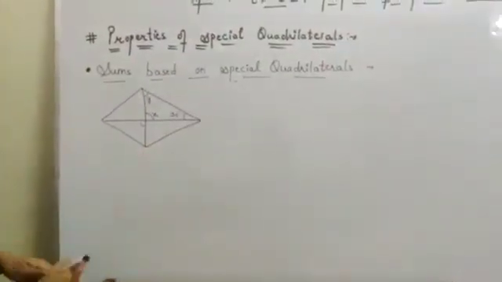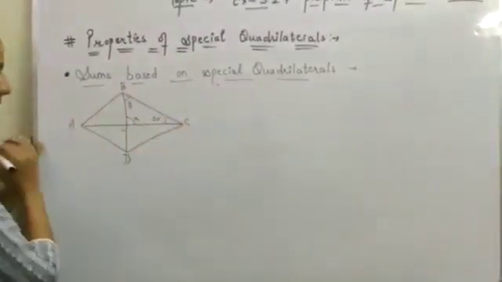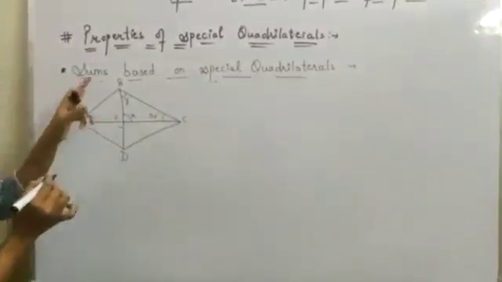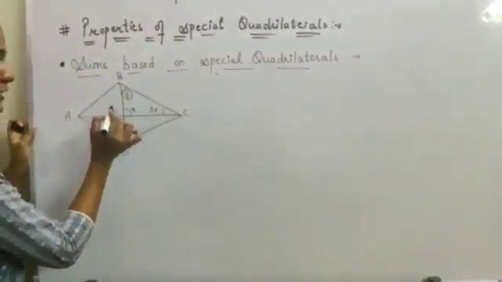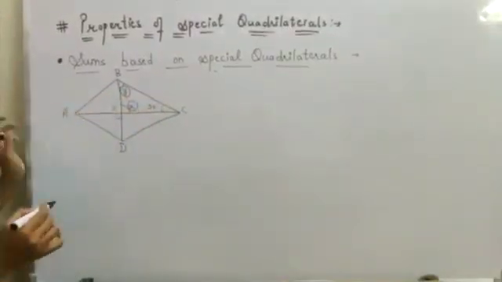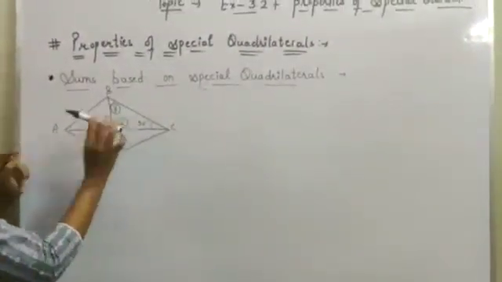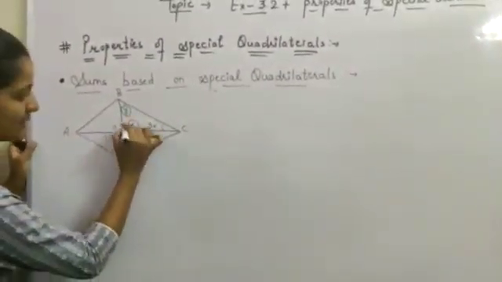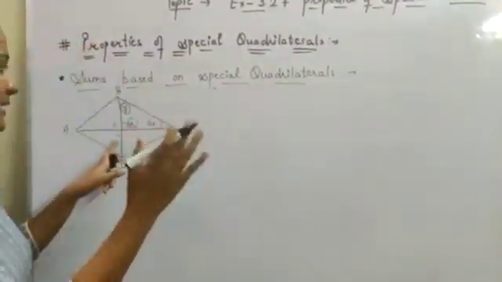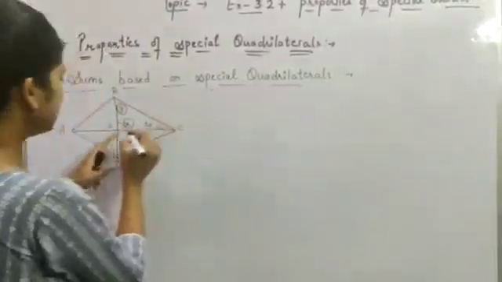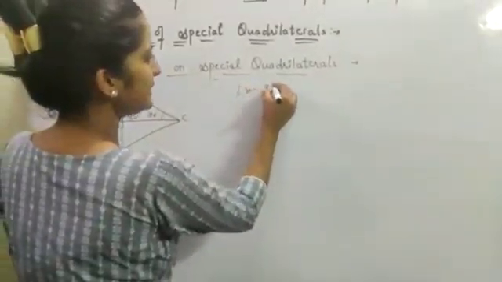Now we'll discuss this sum. A, B, C and D. And these diagonals are bisecting each other at point O. Now we have to find the value of this unknown angle Y and this unknown angle X. So we know that these diagonals are bisecting each other. So this angle and this angle both will be equal to each other because of vertically opposite angles. It means this is a 90 degrees angle. So angle X is equal to 90 degrees.